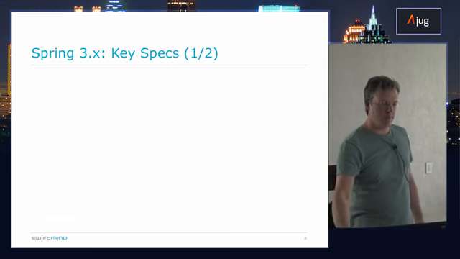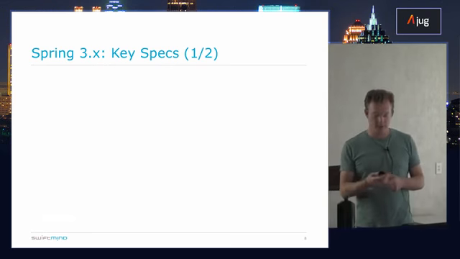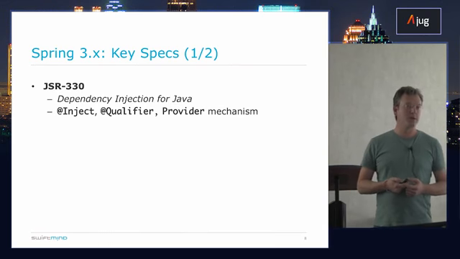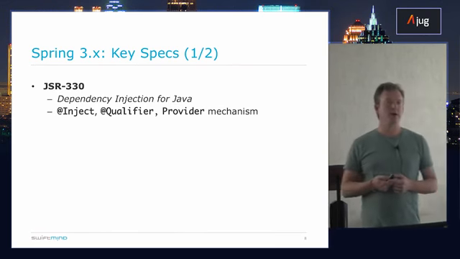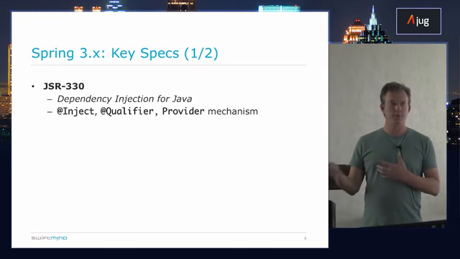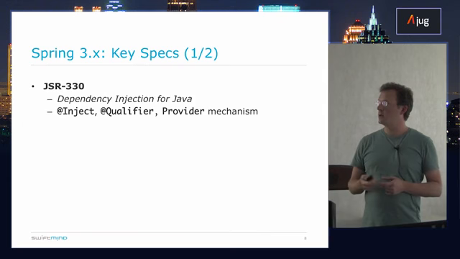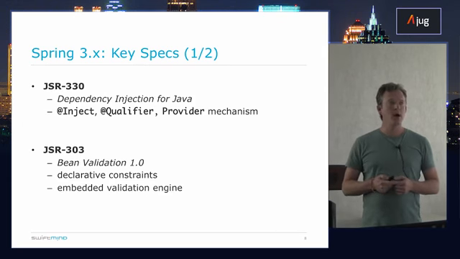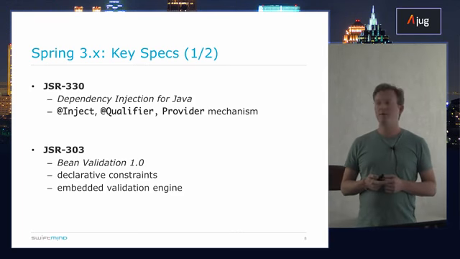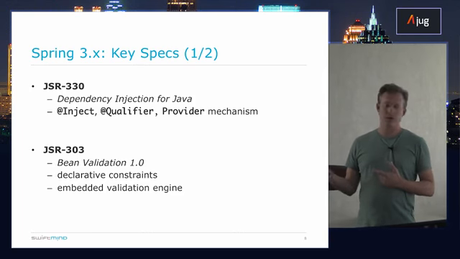In terms of the key enterprise specifications supported in the 3.x timeline, first up we had JSR 330. So that's the dependency injection for Java. Common annotations like @Inject instead of @Autowired for Spring. Things also like Provider. We'll see that in another slide and example later on as well. Also JSR 303, so declarative validation with Bean Validation 1.0, with declarative constraints using annotations like @NotNull and things like that.